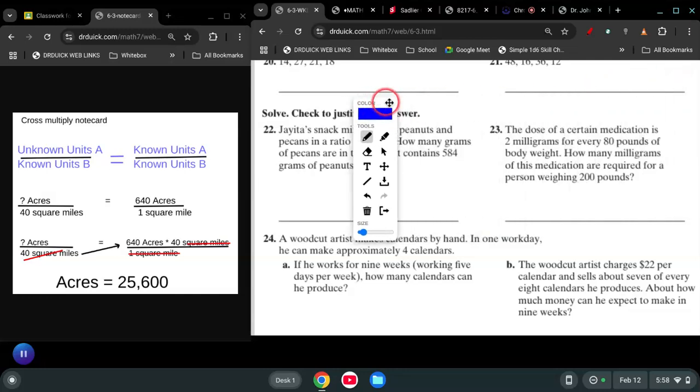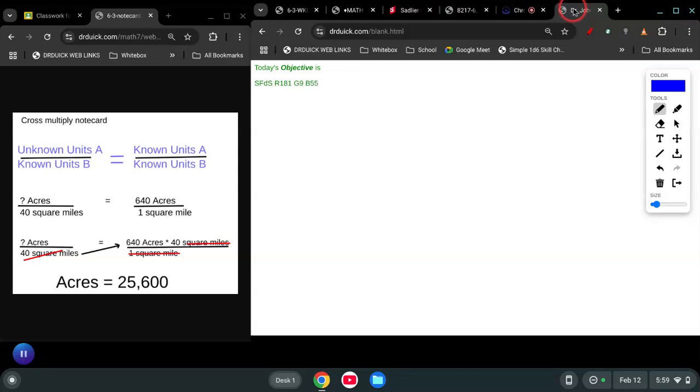Look at this guy. A dose of a certain medication is 2 milligrams for every 80 pounds of body weight. How many milligrams of medication are required for a person weighing 200 pounds, okay? So what am I looking for? I'm looking for how many milligrams of medication, right? So I go back here. I'm going to go question mark, milligrams of, I'm just going to call it med, okay? So on this side, I must have my ratio for med over here.